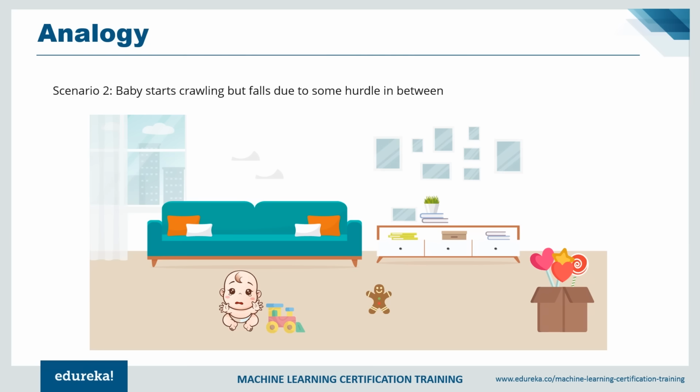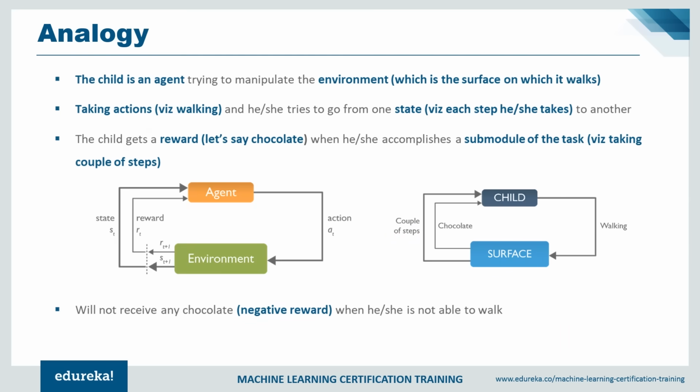Now, coming to the second scenario, the baby starts walking but falls due to some hurdle in between. Now, the baby gets hurt and does not get to the candy, it's negative. The baby is sad, negative reward. Just like we humans learn from our mistakes by trial and error, reinforcement learning is also similar.